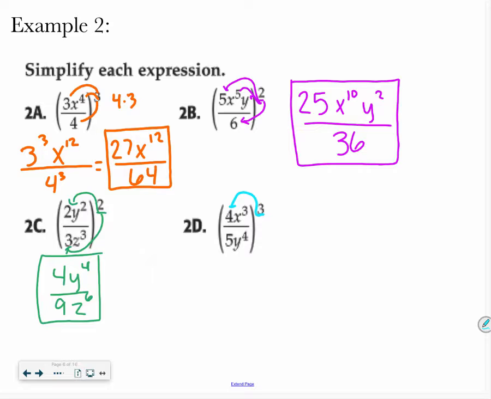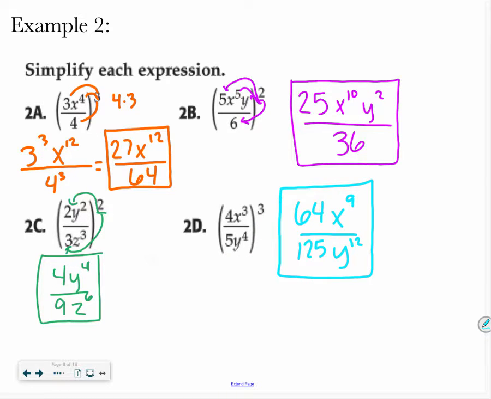And our last one, we have a cubed, remember 3rd power, another word to say that is cubed. So I have 4 cubed, which we already said is 64. I have x cubed, so x to the 3 times 3 is 9, 9th power. Then I have 5 cubed, which is 125. Y to the 4 times 3 is 12. Okay?